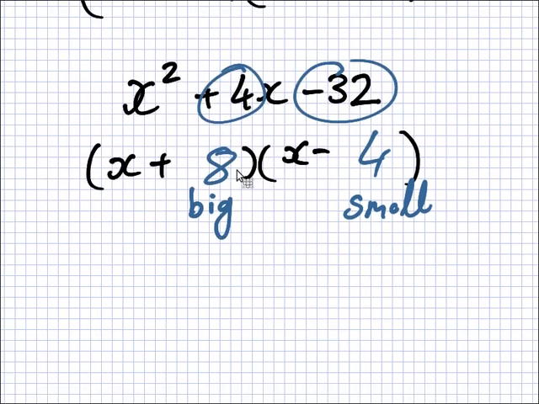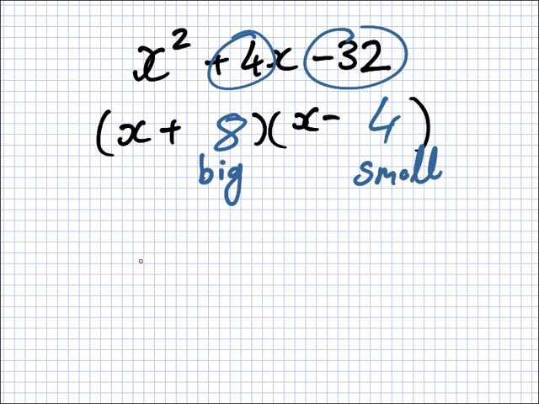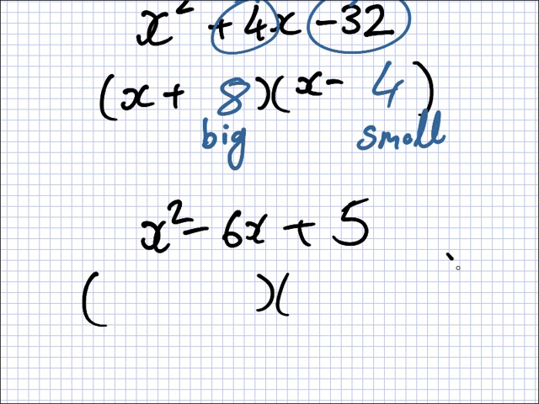Okay. Right, let's do another one, another minus one. So let's say x squared minus 6x plus 5. Now, we need two numbers that multiply to make a plus but add together to make a minus. So what are their signs? Both negative. Both have to be negative. We need them to multiply to make a positive 5 and add to make a negative 6. So what's that? 5 and 1. Has to be 5 and 1. They multiply to make positive 5 and they add to make negative 6.